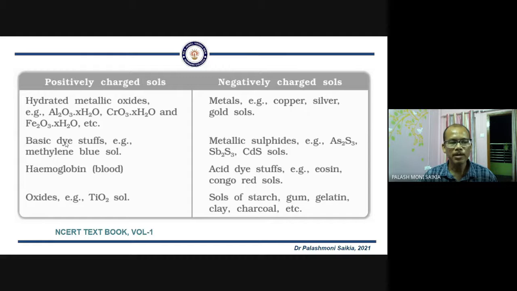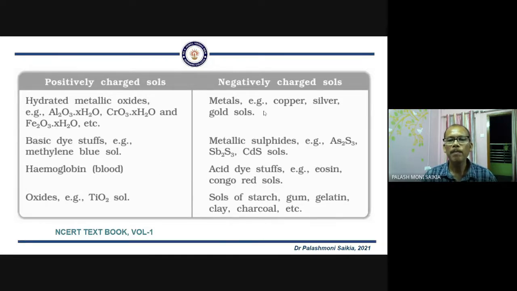Then if they are basic dyes, like methylene blue, so what are basic dyes? They have an OH functional group in their structure. So in the medium, they lose the OH group, that is, they acquire positive charge, and so they are positive colloids. Similarly, hemoglobin is another example of a positive sol. So in these classical systems of positive colloids, we should keep in mind that all metal hydroxides, all metal oxides and all basic dyes are positive colloids.